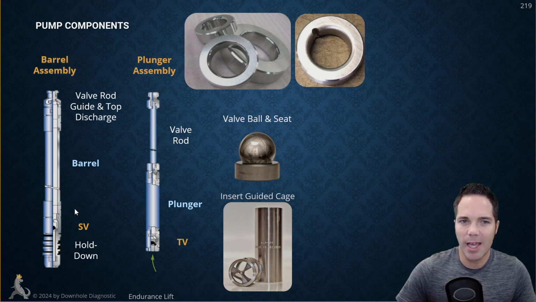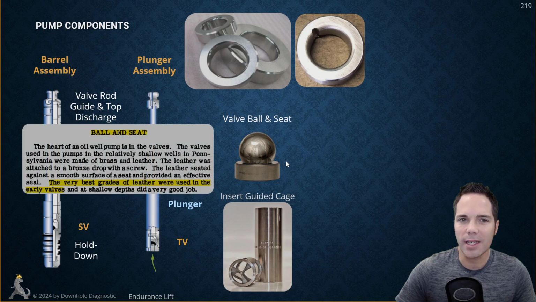Okay, now these are the main components of your downhole pump, and the ball and seat are extremely simple and they have not changed in a long time. This is pretty much what you're always going to see. But I was reading an old paper, okay, that was from the 1960s, and it's referencing some older time earlier in the oil industry, and I thought it was fascinating because it was talking about the ball and the seat and what it was made out of. And let me just read this for you right here.